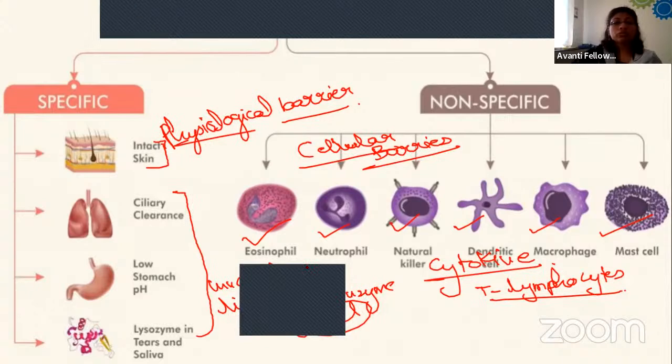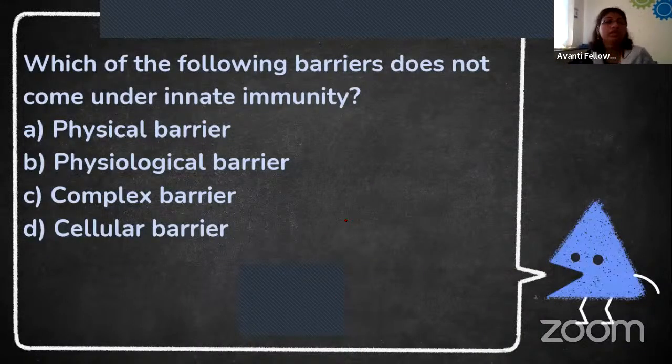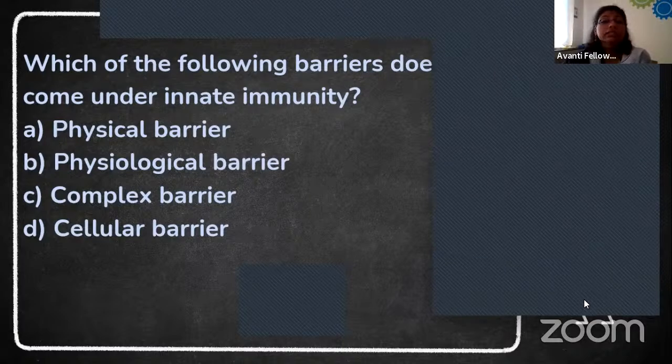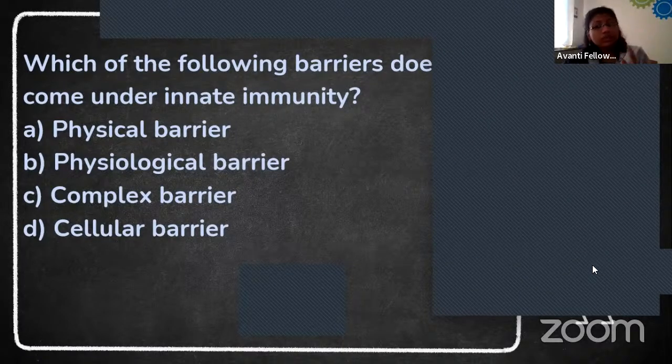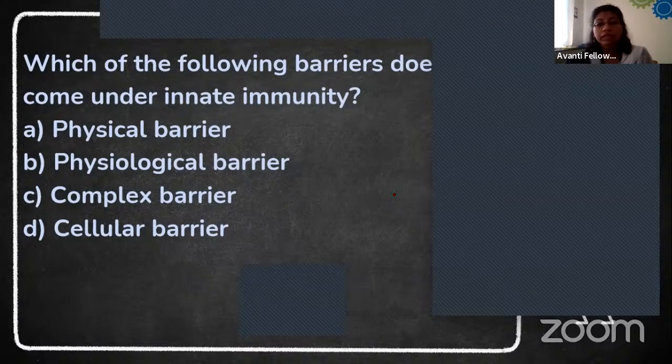Okay, so now move to the question. Which of the following barriers does not come under innate immunity? We have just discussed innate immunity. Your options are: A, physical barrier, that is skin. B, physiological barrier, that is mucus and HCl. C, complex barrier. D, cellular barrier.